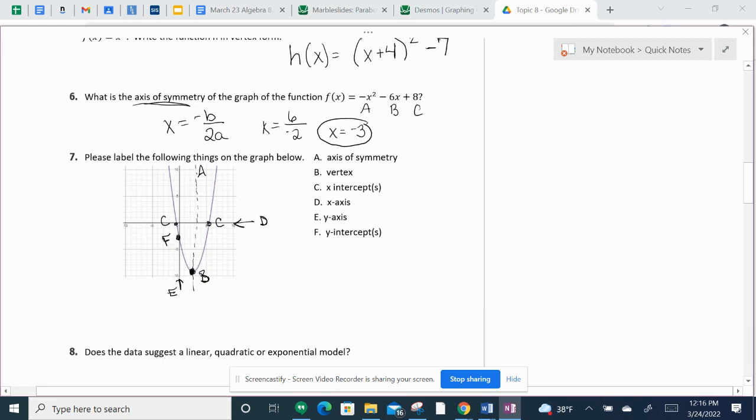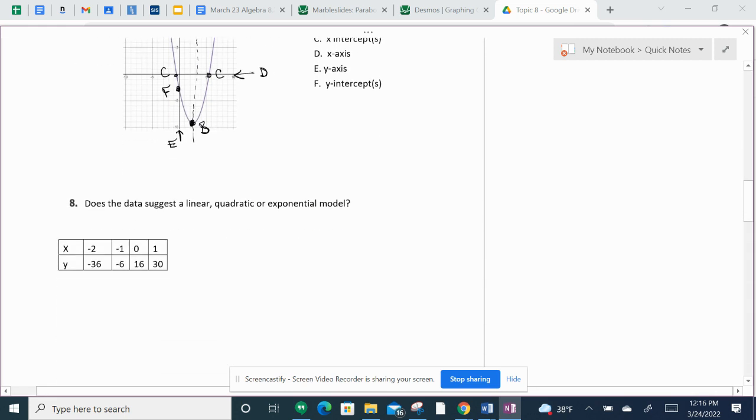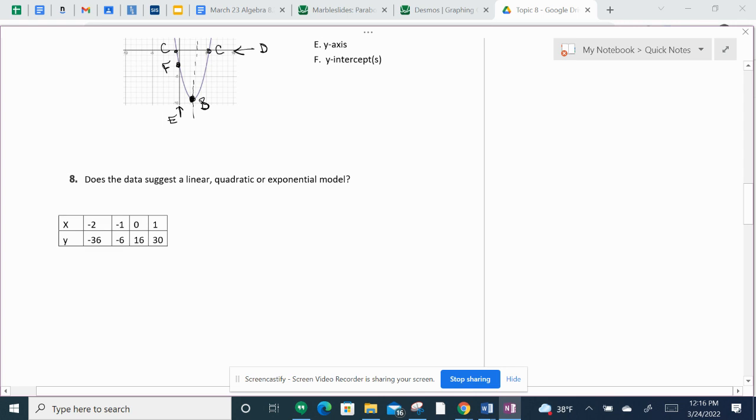All right, moving on. Question number 8 says, does this data suggest a linear, a quadratic, or an exponential model? So if I'm going to look at this, the first thing I have to do is look at the x values and make sure that they're moving in a consistent manner. And so when I look at the x values, I'm going up 1, up 1, up 1. So that means that I can now consider the y values.